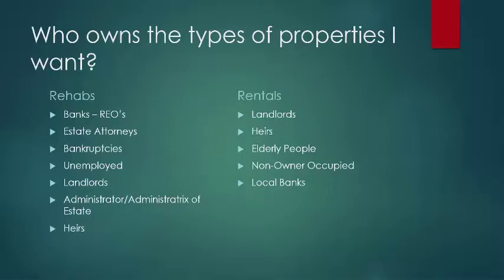Rehabs. We've got REO banks, bank REOs. We've got estate attorneys. We've got bankruptcy attorneys. We've got people that are unemployed. They've got a property that they just can't keep up with. Landlords, administratrixes of estates, and heirs. Again, you can make a list that's as long as your arm, but this is just a couple of examples of these types of motivated sellers.